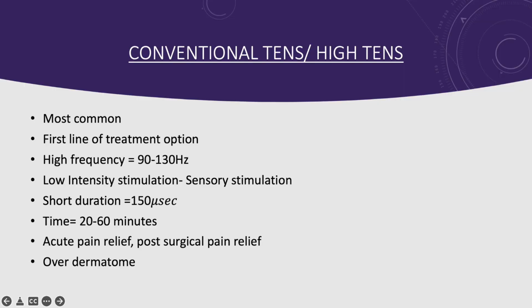The first one is the conventional TENS. Conventional TENS is the most common electrotherapy modality, the most widely used in clinical scenarios, and it is known as conventional TENS or high TENS. It is of high frequency and low intensity. That is why the term says it is high. High frequency, low intensity modality. The word tells it is conventional, so we use it on a day-to-day basis.